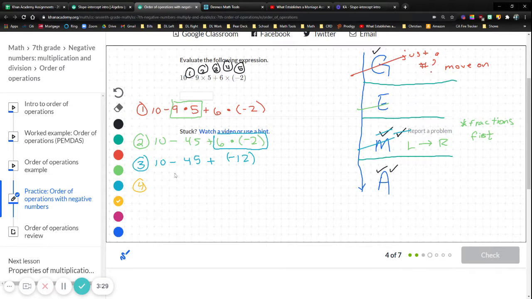All right. Now, remember, addition and subtraction, we also go left to right. So that means my next thing is to do 10 minus 45. Okay, so I'm going to subtract here, and I'm going to subtract and get 35. But whenever you take away a bigger number than what you have, it's a negative answer. Now, you might be thinking, well, Mr. Bates, are you sure? And I would say, absolutely. Let's take a look and see what happens here.